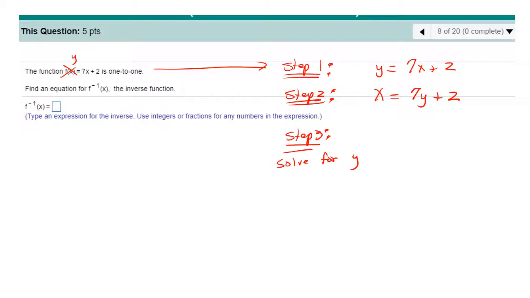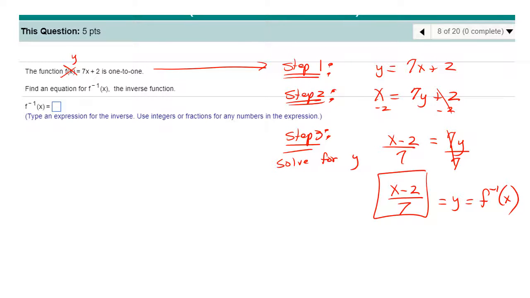Now, since y has now become part of the problem, mixed up on the right-hand side, I solve. So I will subtract 2 on both sides of the equation, which leaves x minus 2 equals 7y, and then I divide by the 7. So y is equal to x minus 2 over 7. This y is actually my f inverse function. So in MyMathLab, you just have to type in that fractional portion. The x minus 2 over 7 should be typed into the answer box.